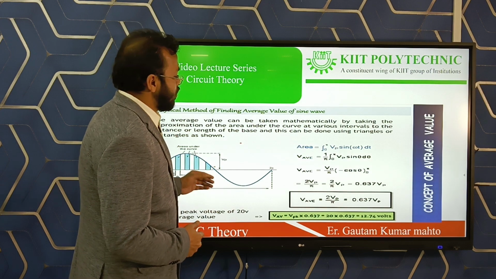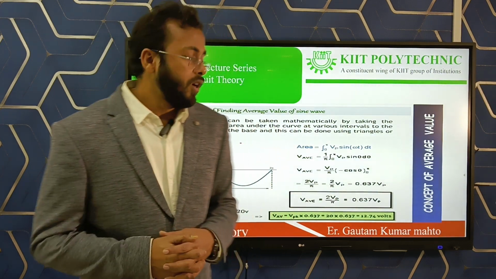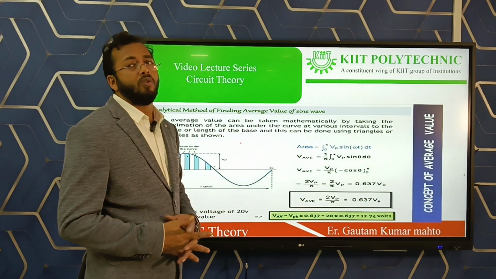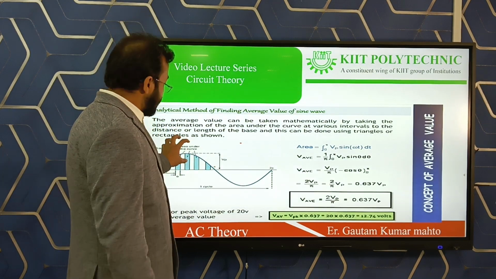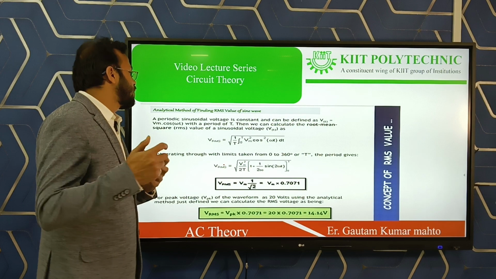So when I calculate, we get 2 Vm by pi, or 2 times the maximum value by pi, for the half cycle. For the full cycle this should be 0. Why? Because the positive value and negative value sum to 0 for a full cycle of an AC waveform.